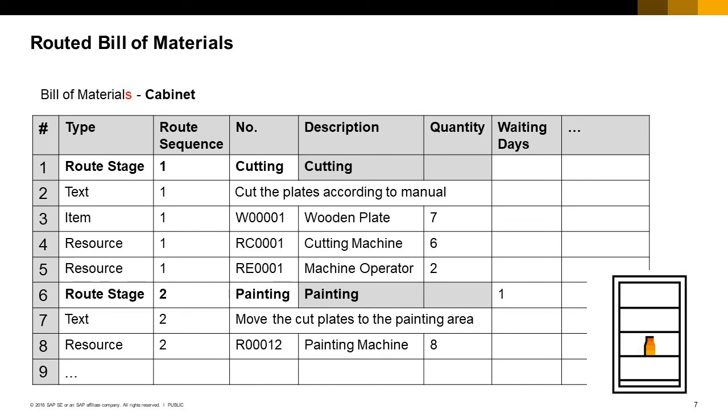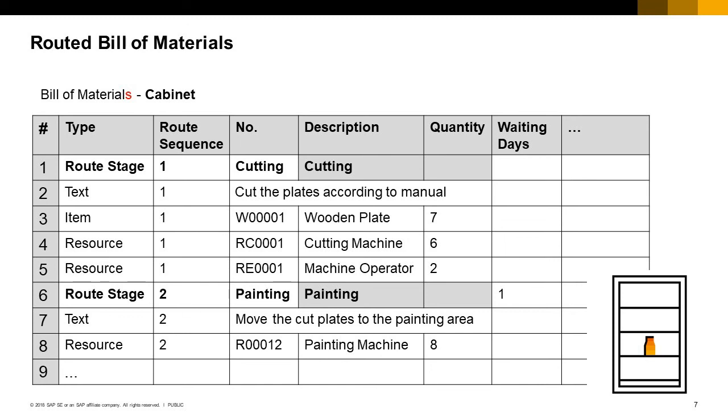The image illustrates a routed bill of materials of a cabinet item and shows 2 stages. In the first stage, wooden plates are cut using a cutting machine, handled by a machine operator. Only after this stage is completed can the production procedure continue to the next stage, painting of the plates. Then, note that there is one waiting day for the paint to dry after the stage is completed.